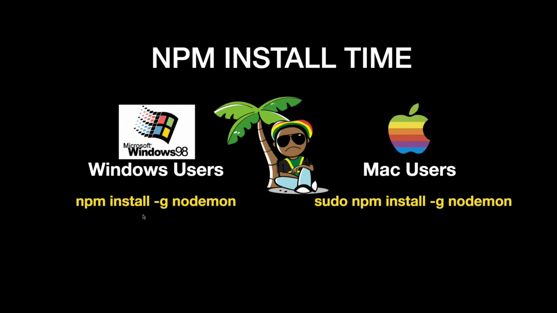Windows users are going to do this with npm install -g Nodemon, and then Mac users sudo npm install -g Nodemon. We're going to do that in terminal. Now, here's the catch, guys. We only need to do this part once on our machines. Okay, and then we'll show you what you need to do next every time you're going to create your own server. So this part only needs to be done once, and you can forget about it.